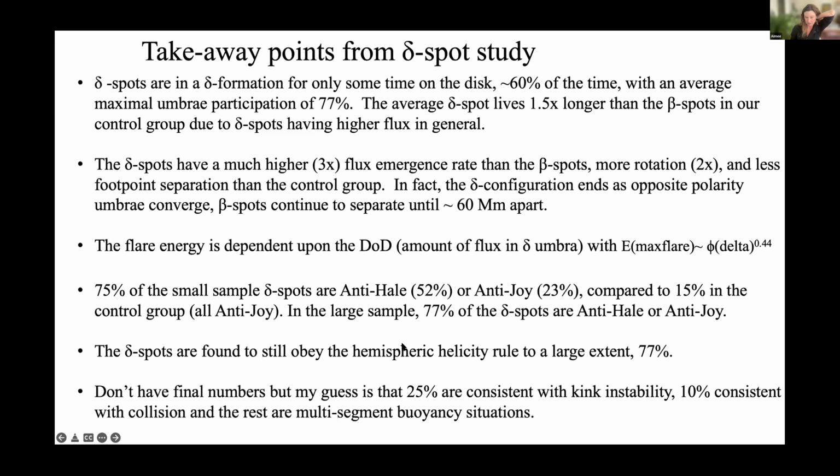The delta spots are found to still obey the hemispheric helicity rule, and I don't have the final numbers yet in terms of classifying what I think are spots, compact island deltas, or interacting active regions, because I'm still on the fence as to how some of them are behaving. But it seems like 25% are consistent with the kink instability or the island deltas or the spot, and Toriumi's classification, and then 10% are consistent with collision, which is lower than I would have expected, and the rest seem to be lumped into the multi-segment buoyancy situations. And that's the end for me.